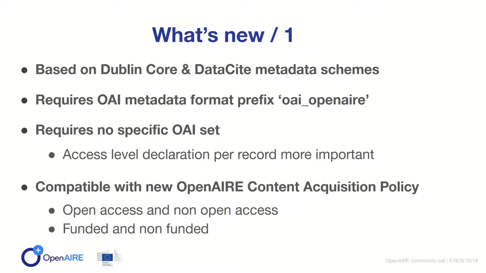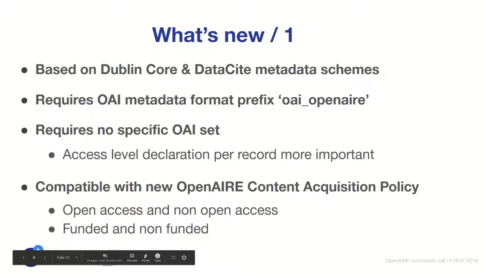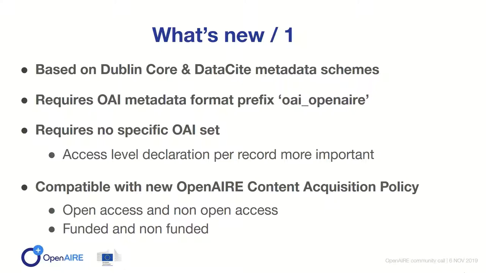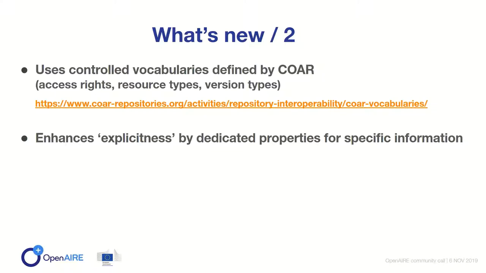What's new in the literature guidelines version 4? It's based on Dublin Core and the DataCite metadata schema. It has a separate metadata format prefix, oai_openaire. There are no sets that I must provide. And it's fully compatible with the new content acquisition policy. The next is the consistent use of controlled vocabularies from the COAR configuration of open access repositories. There are access rights, resource types, versioning, and so on.